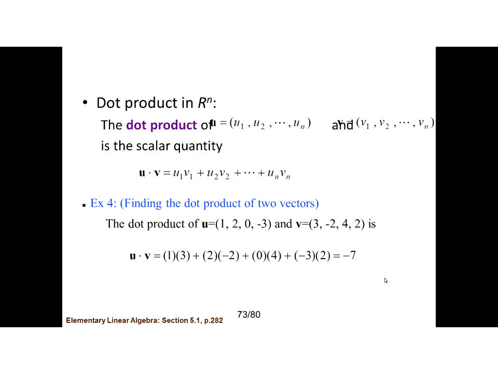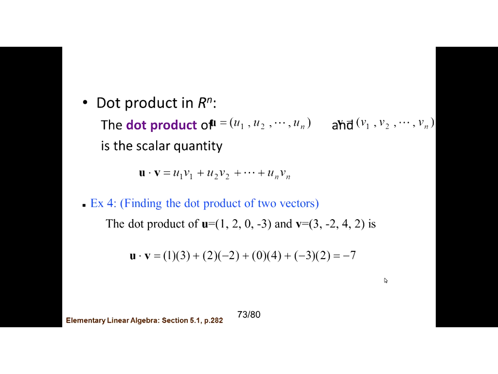Similarly, some examples of the dot product. The dot product of u and v, if u is equal to (u1, u2, u3) and v is equal to (v1, v2, v3), is a scalar quantity. Then u dot v is equal to multiplying each component: u1 v1, u2 v2, and so on. So there is one question: find the dot product of u and v.